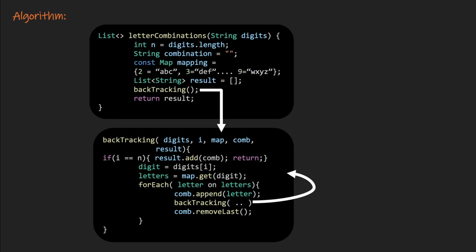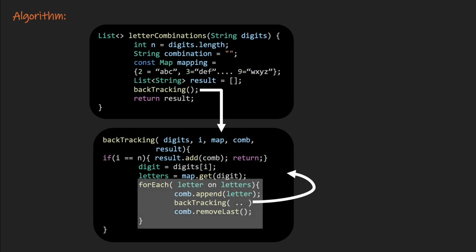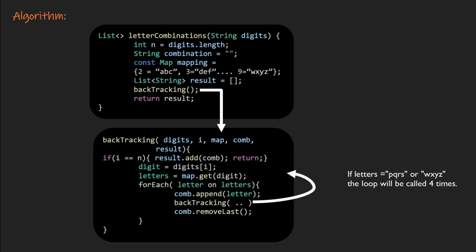If we talk about complexity, we know that the for each loop would be called a maximum of 4 times for digits 7 and 9, as they are mapped to PQRS and WXYZ. So this will be our worst case. Secondly, the recursion would happen n times, where n is the length of the input string. So our worst case complexity would be O(4 to the power of n).